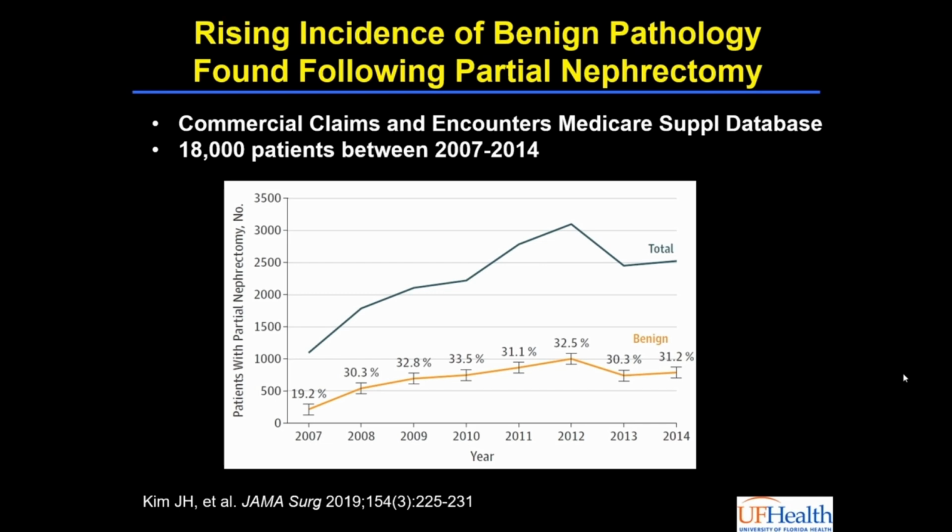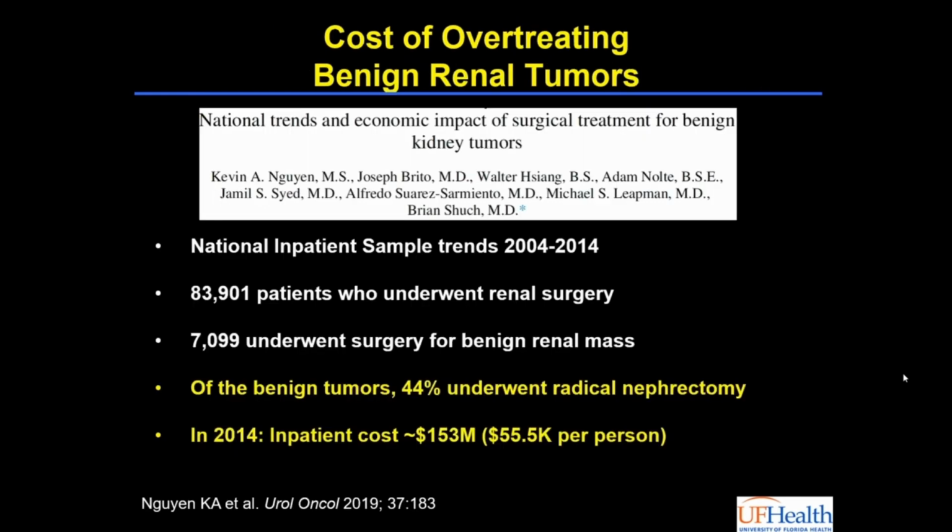So if you see the dark line at the top, year by year, we are doing more partial nephrectomies, which is good. However, in lockstep, we see the benign tumors being removed increase as well. And that's because of the limitations of our current imaging tests. Now, one may say, is there a cost to overtreating benign tumors? And the answer is certainly there is.